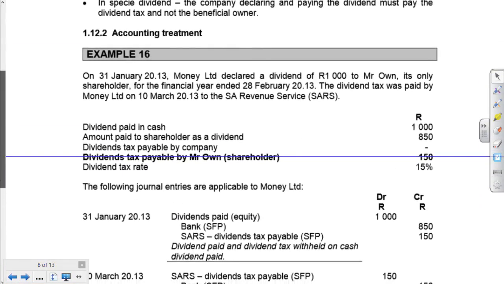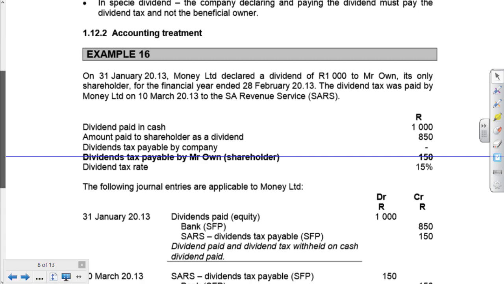On the 31st of January 2013, Money declared a dividend of 1,000 Rand to Mr. O, its only shareholder. The dividend was paid on the 10th of March. So the dividend that needs to be paid is 1,000. The amount paid to shareholders will be 850. The dividends tax that will be paid will be 150, the 15%.